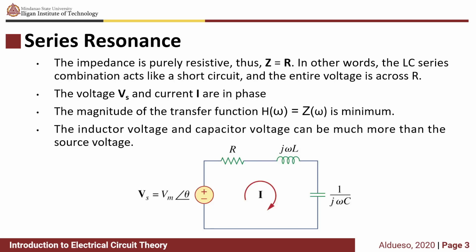In series resonance, the impedance again is purely resistive. So the LC series combination acts like a short circuit. So the entire voltage is only across the resistor. So the voltage Vs and current I are in phase. The magnitude of the transfer function is minimum. Then the inductor voltage and capacitor voltage can be much more than the source voltage. We will show that later.